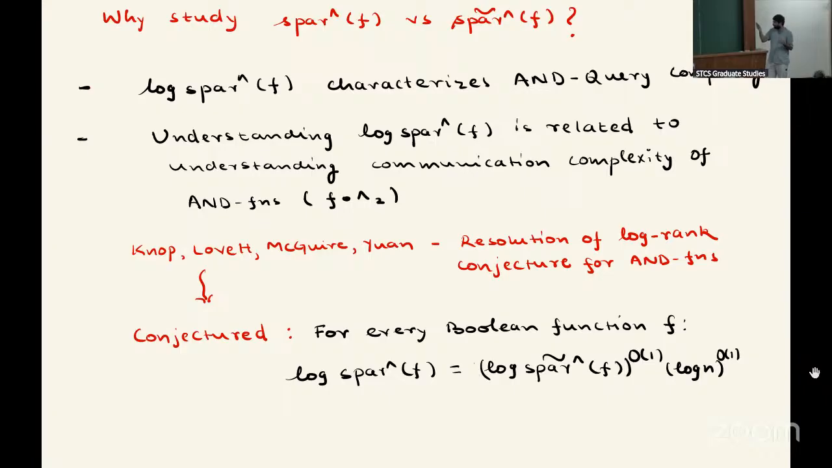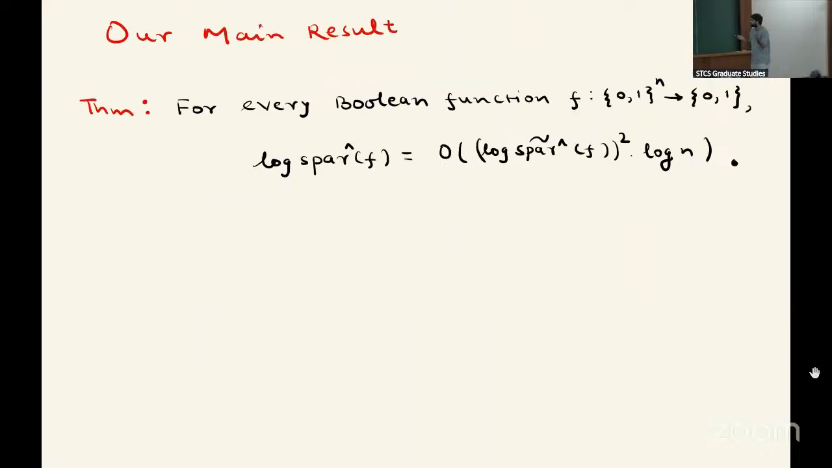And in their later survey, they conjectured that in De Morgan basis, we don't expect that approximation can give us significant advantage. So this was their conjecture, that on log scale, things are polynomially related for De Morgan basis. And this is our main result. We show that indeed this is the case, that log sparsity is upper bounded by log approximate sparsity to the power 2. There is an extra log n factor in the relationship.